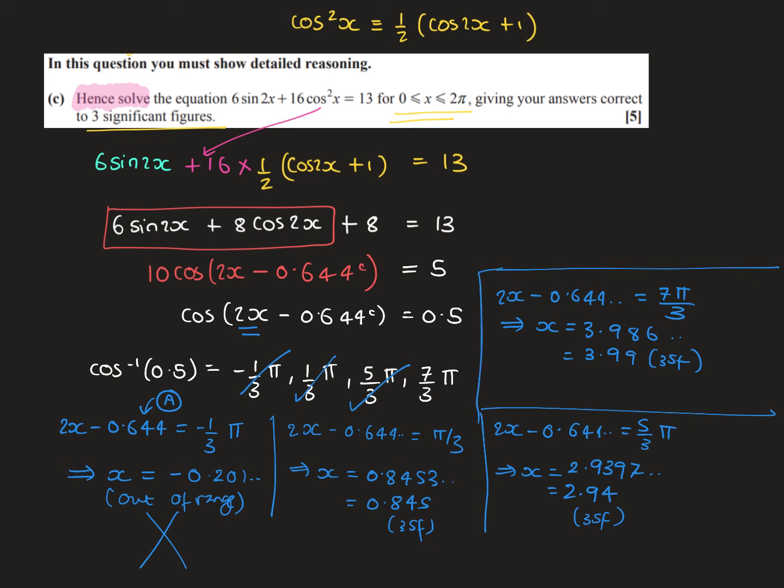And I'm going to check the next angle after 7/3 of pi, which is a result of cos minus 1 of 0.5. And that's going to be 4 pi take away pi by 3, which is 11 pi by 3. So 2x − 0.644 = 11 pi by 3. This gives me a value of x, which is 6.0813, which is 6.08 to 3 s.f., which falls within the range 0 to 2 pi, because 2 pi is approximately 6.28 radians.